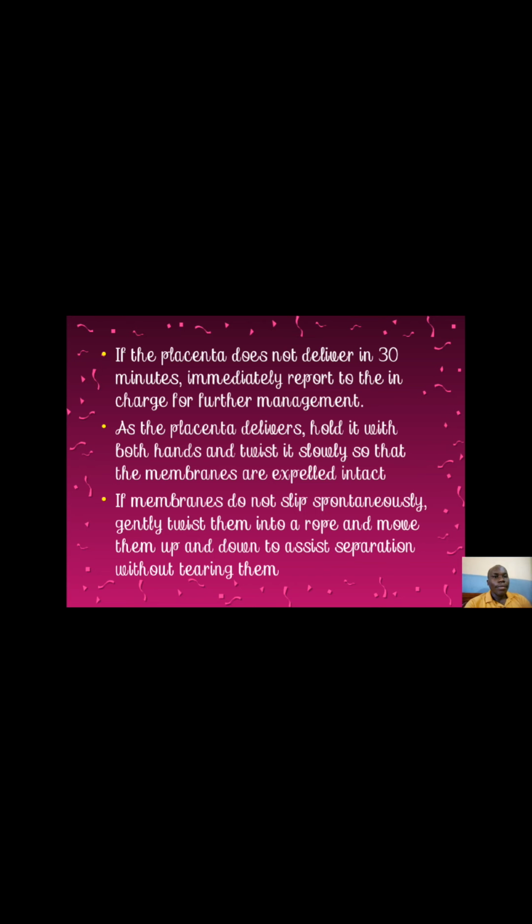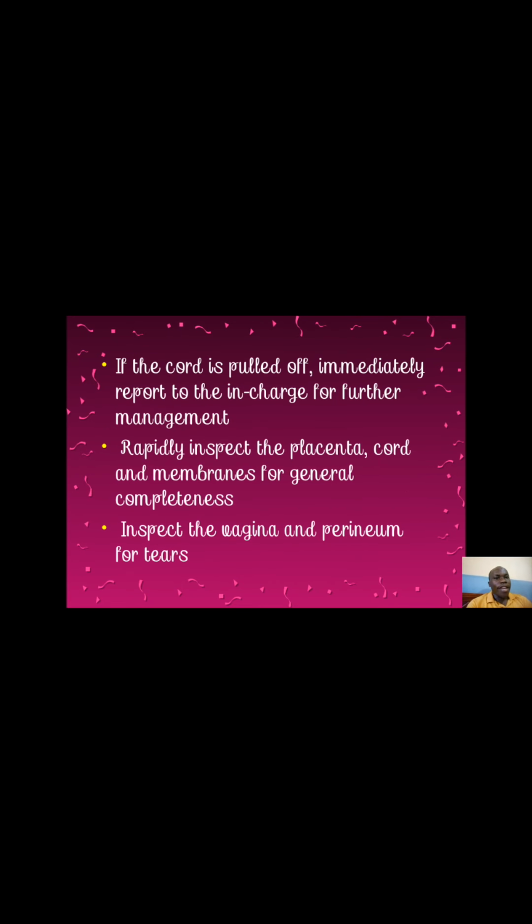Tunaendelea. If the cord is pulled off, immediately report to in charge for further management. Umejitahidi kipindi unafanya contractions, kodi ikakatika, lazima ureport. Na hii inatokea kwa ambao labda ni macerated au intrauterine fetal death, mtoto alifia tumboni, unakuta kodi inakatika. Lakini pia ambao walikuwa malnourished, unakuta kodi inakatika.